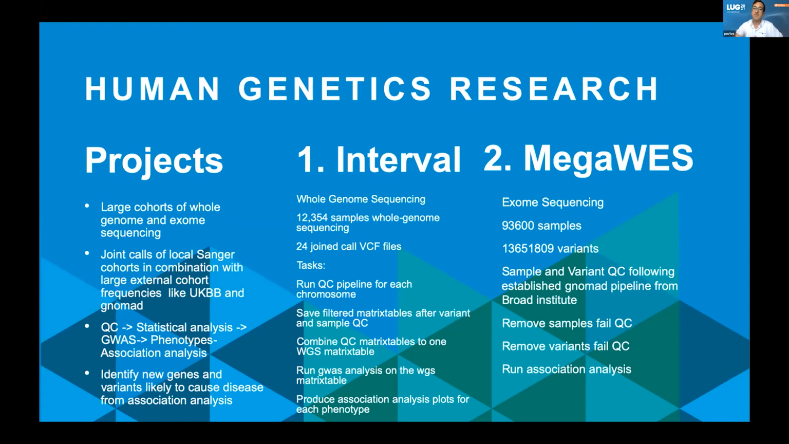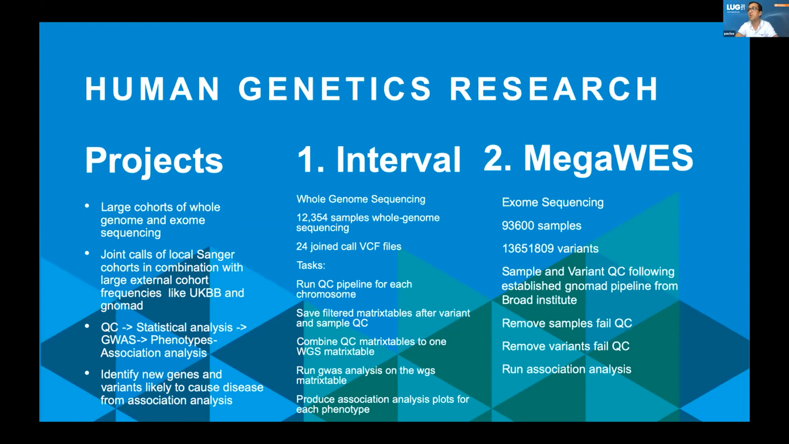I'm going to talk to you specifically about two projects that I worked with recently at the human genetics department that have to do with the secure Lustre support. The first one is called Interval. This is a whole genome sequencing project. It has more than 12,000 samples that have been sequenced.